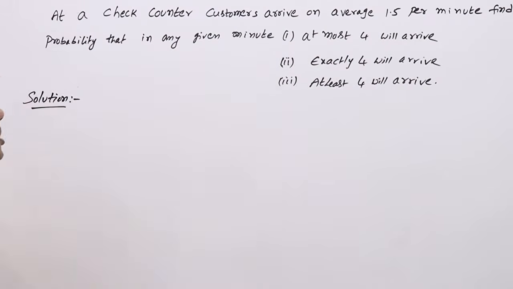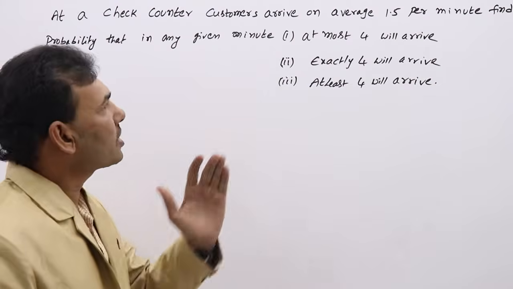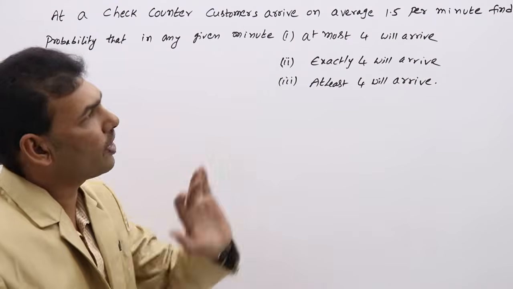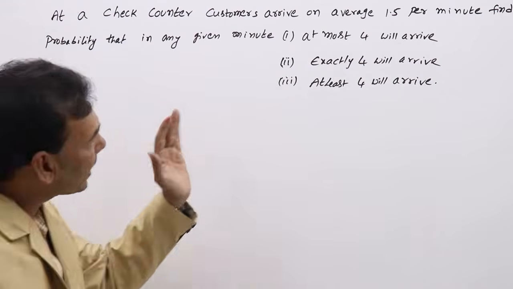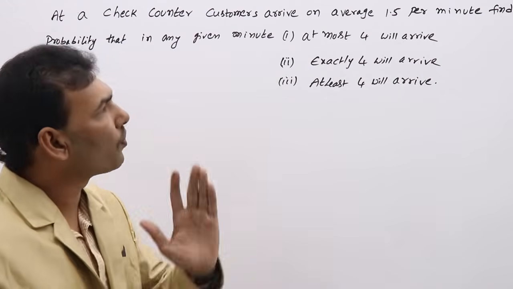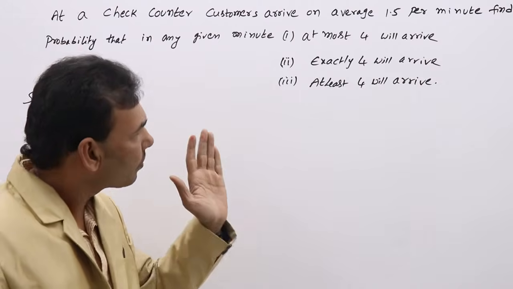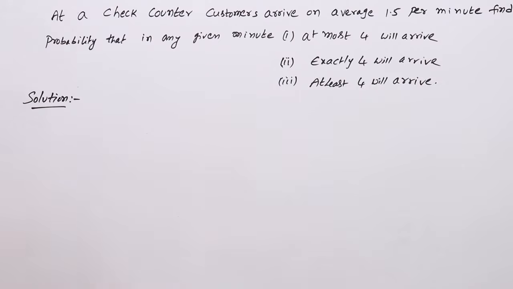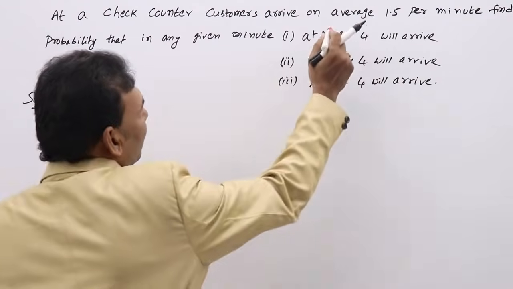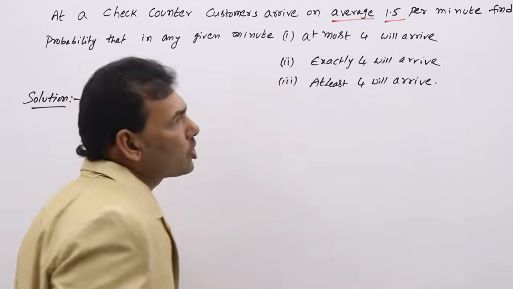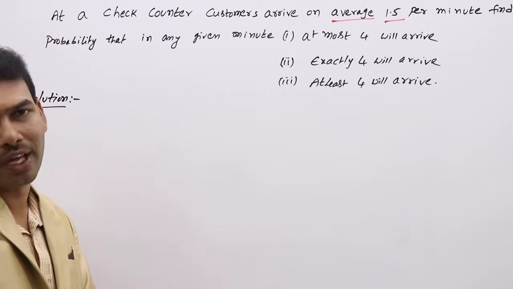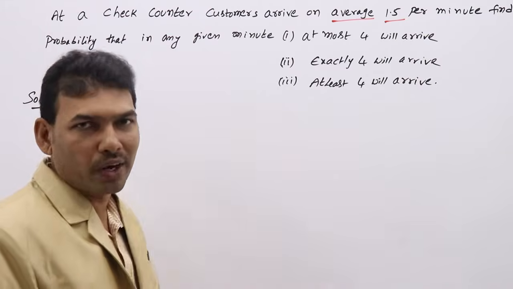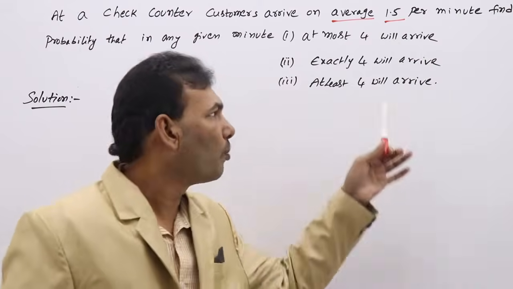At a checking counter, customers arrive on average 1.5 per minute. Find the probability that in any given minute, at most 4 will arrive, exactly 4 will arrive, at least 4 will arrive. If you read the question, you can understand that in the given data we have only the average. Except the average, you don't find any other parameter. Only one parameter we have. So with one value, we need to find probabilities.